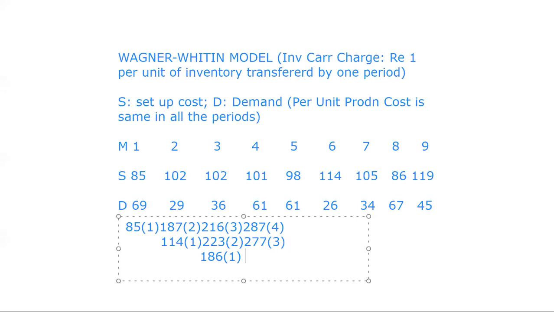Okay. Yes, sir. You have done the second period cost, and your 187 has come. 36 plus 61 into 2. So how much is that? 187 plus 36 plus 61 into 2 is how much? 345.